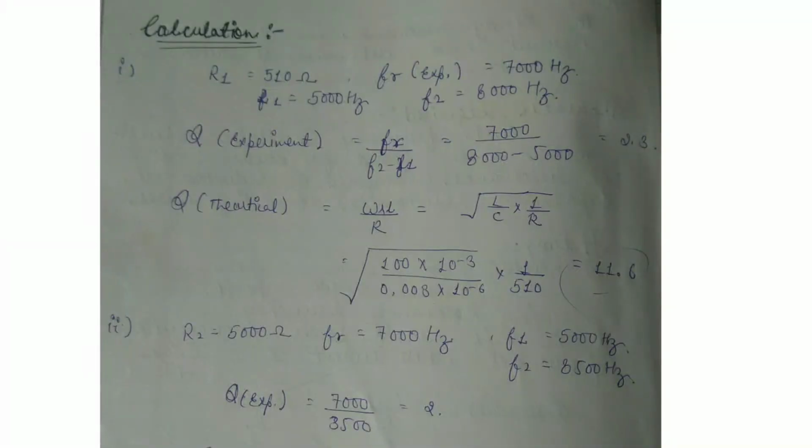R1 is equal to 510 ohms. So we have FR experimental is equal to 7000 hertz, F2 is equal to 5000 hertz, F1 is equal to 8000 hertz. So Q experimental will be 7000 upon 8000 minus 5000, which is equal to 2.3. Q theoretical is equal to omega R L upon R, or root L upon C times 1 upon R. So value substitution gives 11.6.